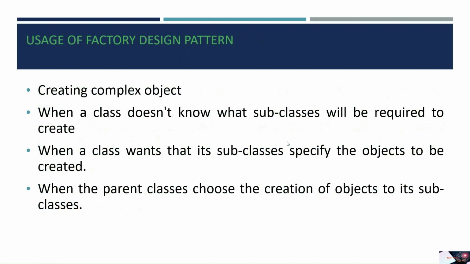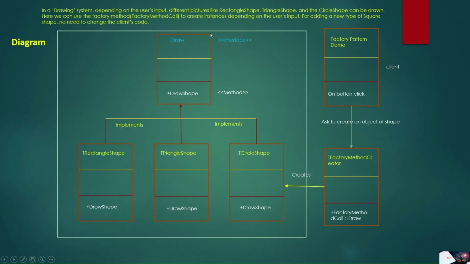Next are the uses of the factory design pattern. Creating a complex object when a class does not know which subclass is required to create the object, right? When a class wants its subclasses to specify the object to be created, when the parent class delegates the creation of the object to its subclass. So through this diagram, we will understand how the factory method pattern will be implemented in our code.